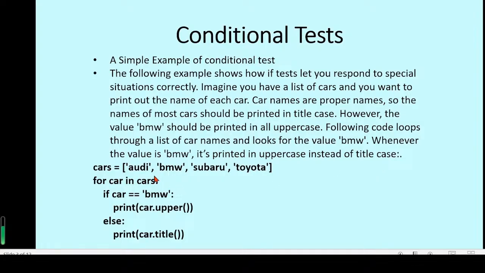So this is a car list with 4 cars inside, and we write a for loop. So for car in cars, if this car equals BMW, then we print out this car's uppercase. Else, so if the car is not BMW, we run the statement inside the else, then print this car with a title form.